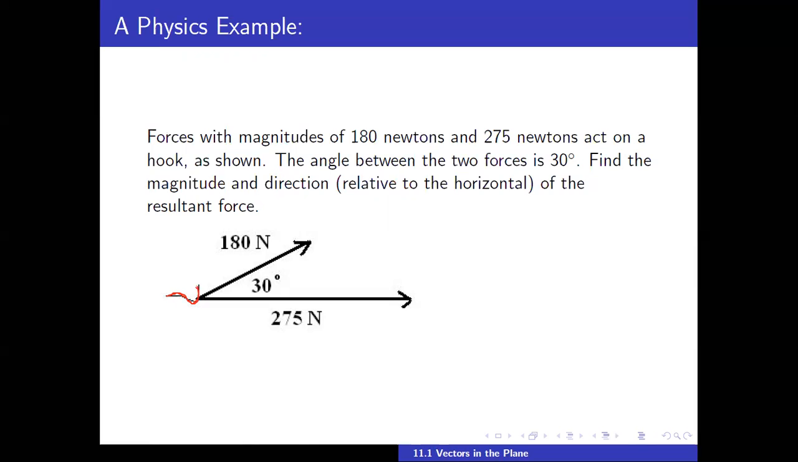The angle between the two forces is 30 degrees. Find the magnitude and direction relative to the horizontal. So we're going to assume that this force right here is horizontal, of the resultant force. Resultant force. Okay, well, I don't know. Let's call this vector right here U, and let's call this vector V right here. What are the coordinates of V?